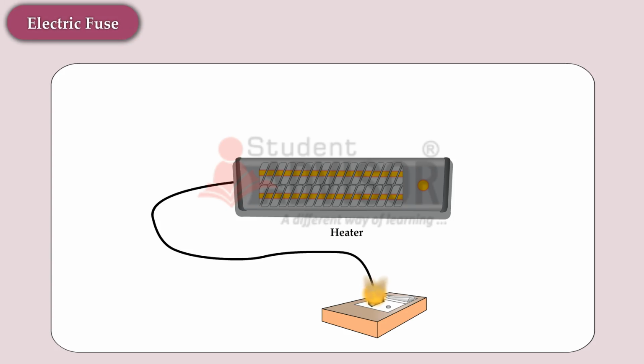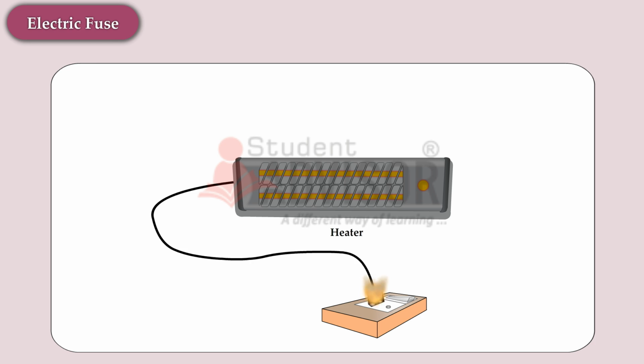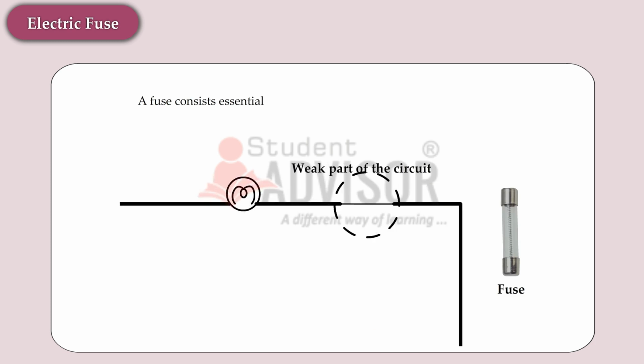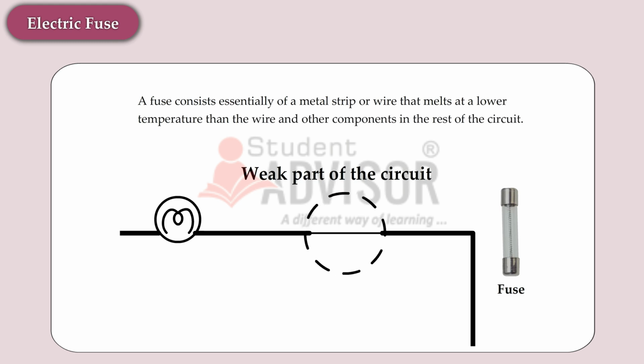Electric fuse. A fuse is a safety device which prevents damage to electrical circuits and possible wires. A fuse consists essentially of a metal strip or wire that melts at a lower temperature than the wire and other components in the rest of the circuit.